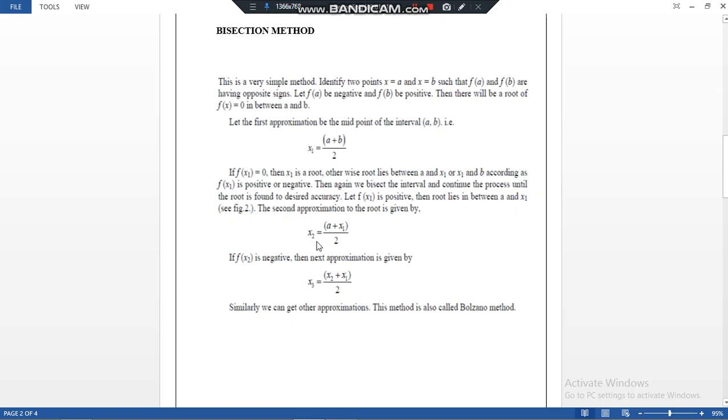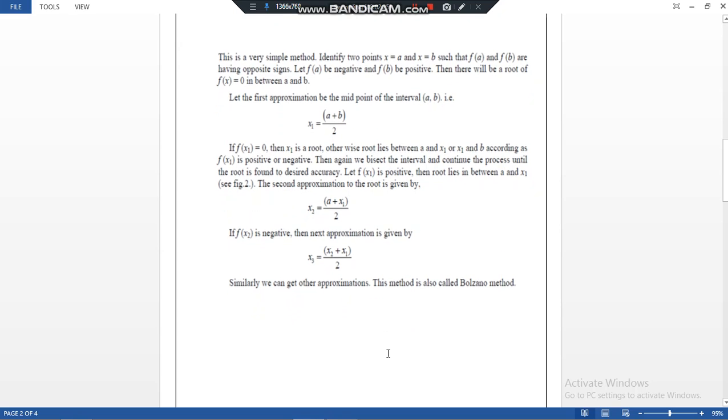After finding x2, we have to see the nature of the function at this point x2. If f of x2 is negative, then our next approximation will lie between x2 and x1. x2 is the point in which the function is negative and x1 is the point in which the function is positive. So our next approximation, that is x3, equals (x2 plus x1) by 2 by the bisection formula. Similarly, we get other approximations also. So this is the working of the bisection method, and this method is also known as the Bolzano method.